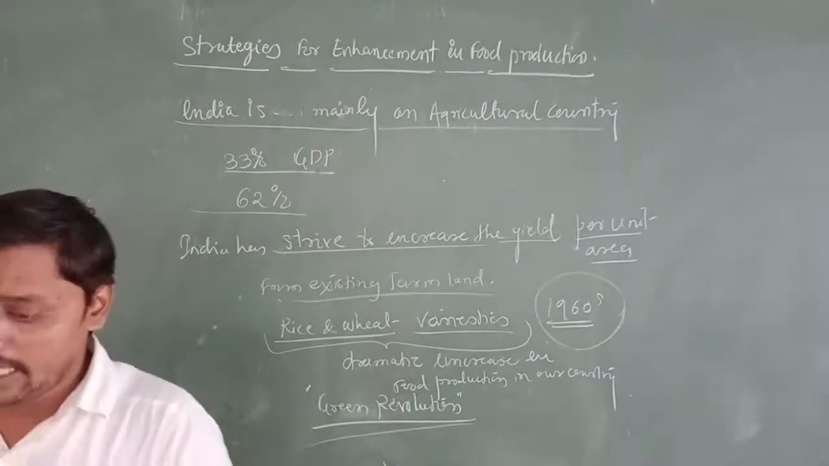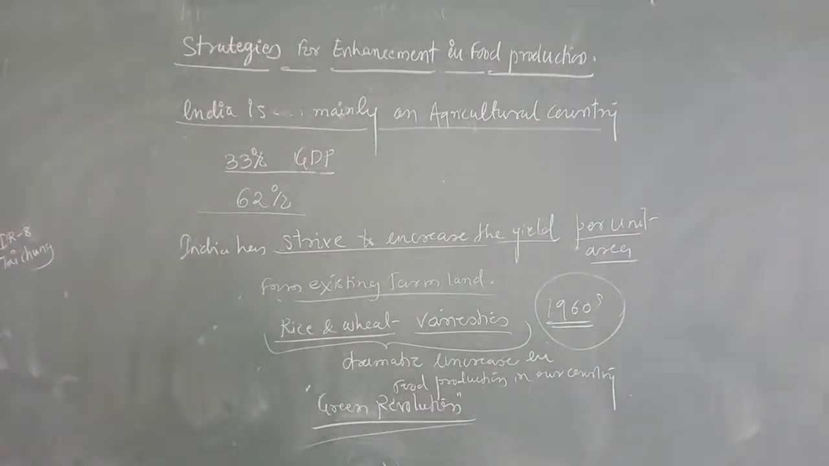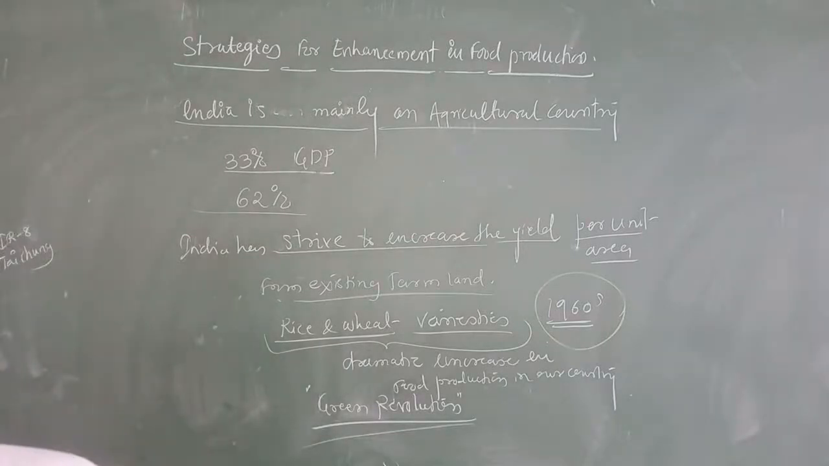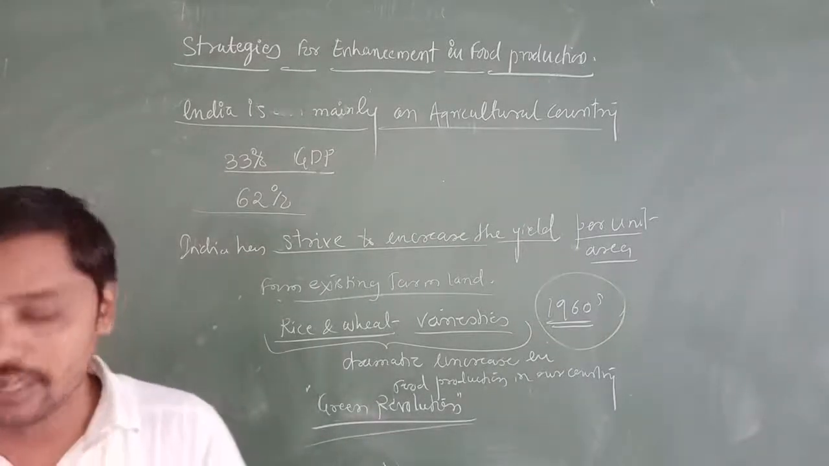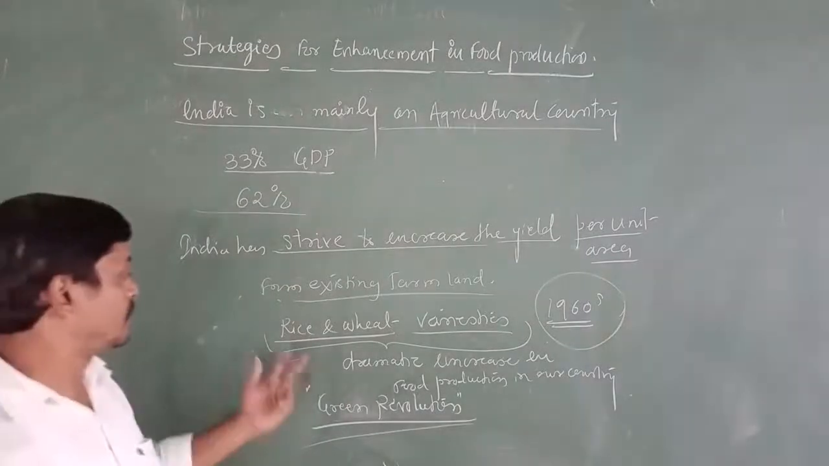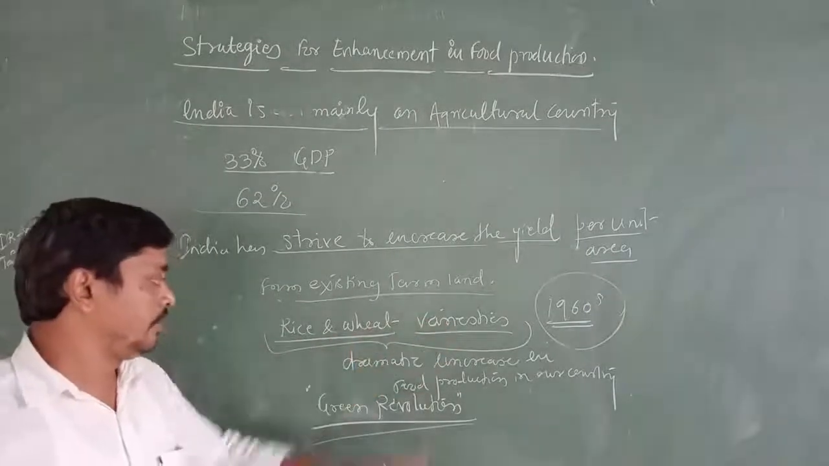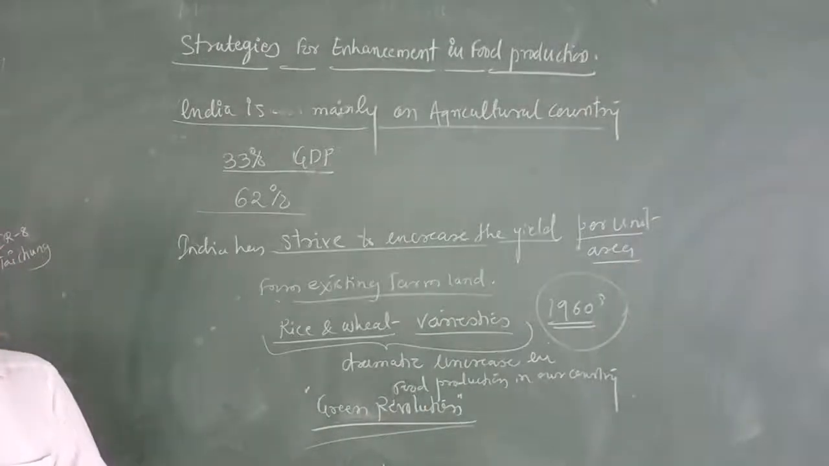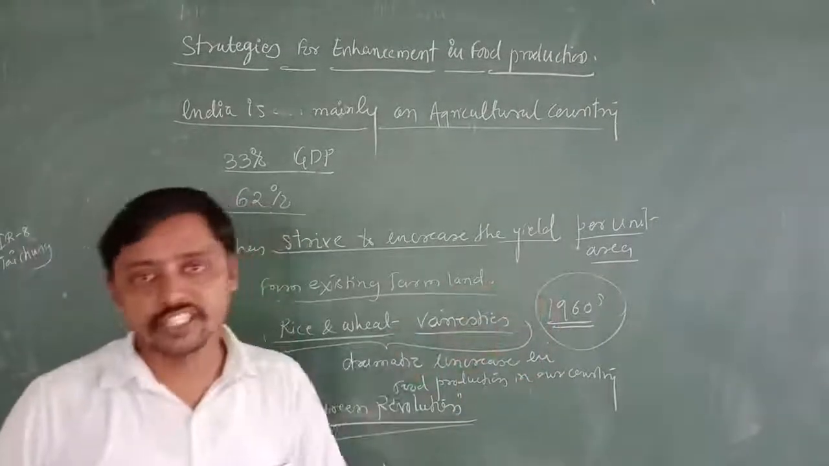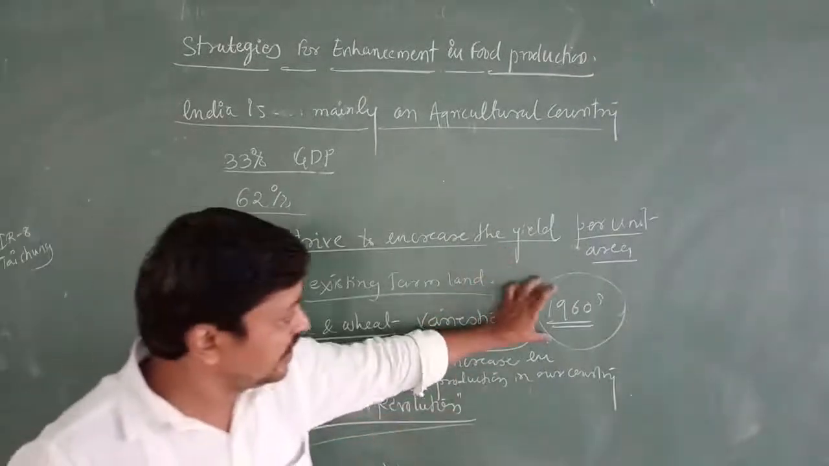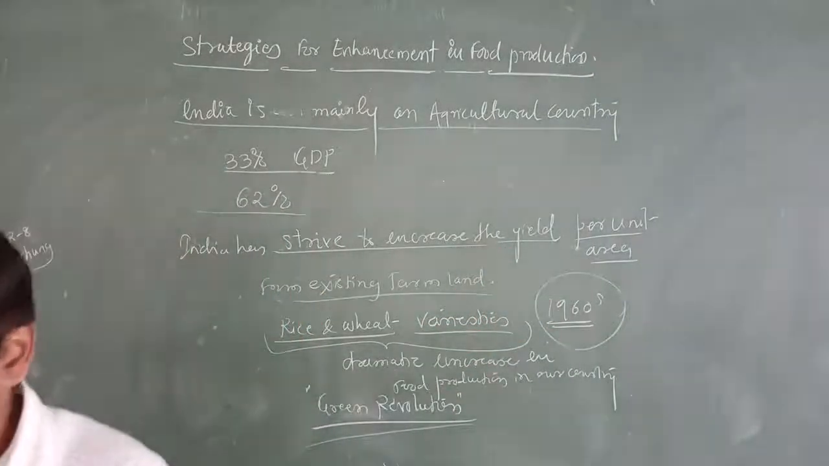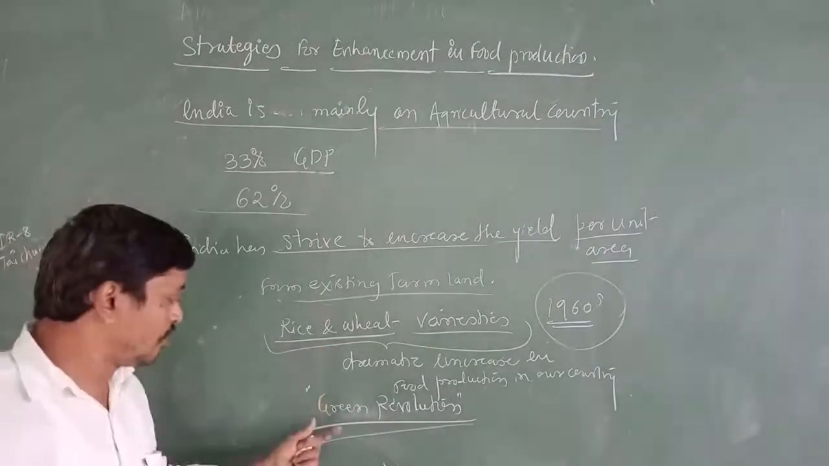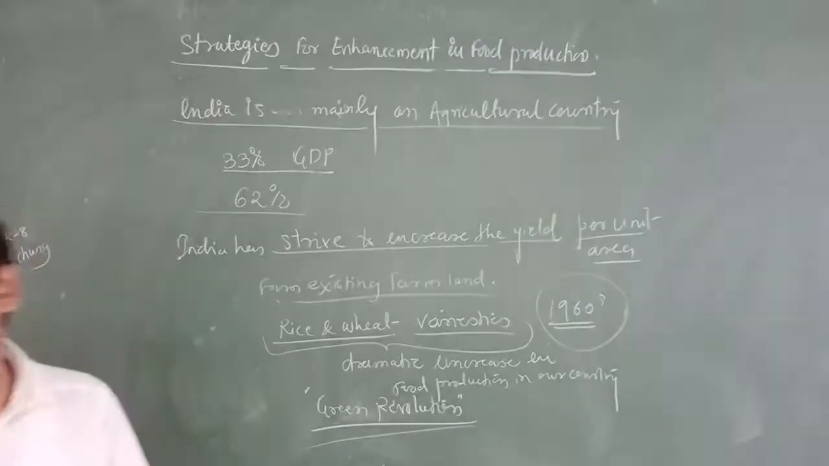And that's what I told you. India has to strive to increase the yield per unit area from existing farmland. At that time there was the development of some rice and wheat varieties that gave a dramatic increase in food production in our country in the mid 1960s, and that phase is the phase of the Green Revolution. Understood? And I told you the homework is to find out who is the father of the Green Revolution.